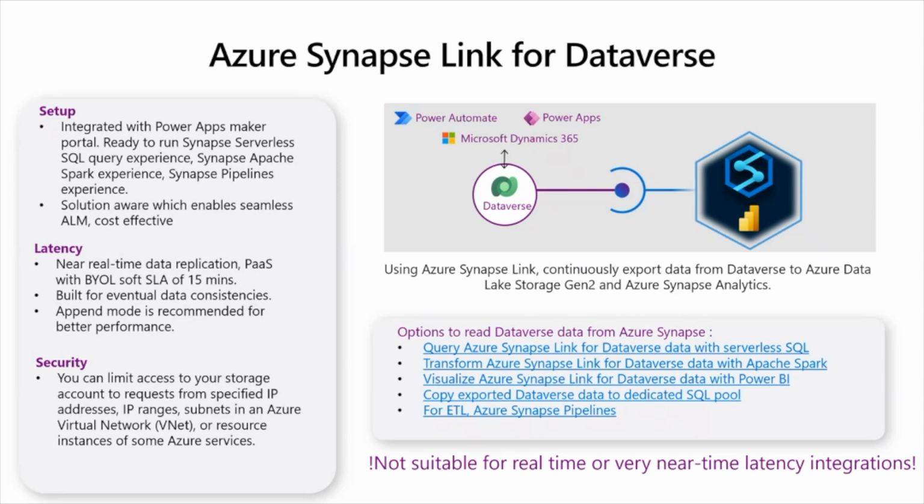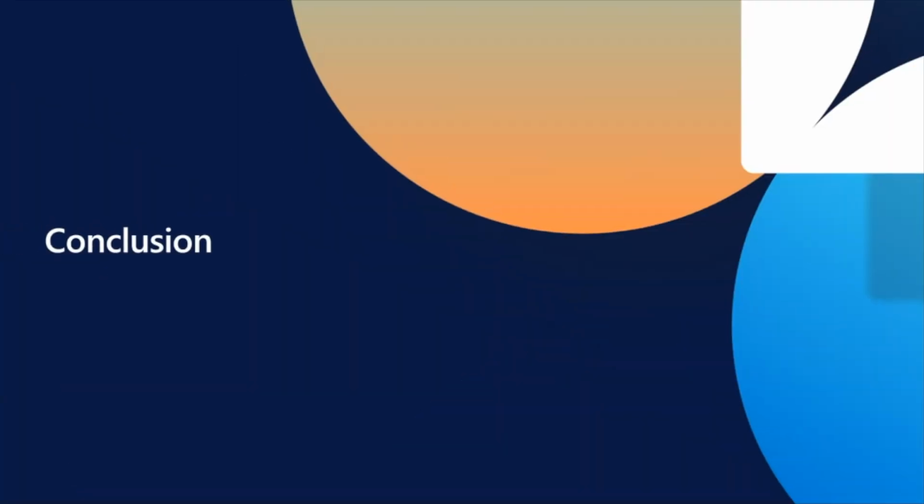You can query Azure Synapse Link for Dataverse data using serverless SQL. You can transform that data with Apache Spark. You can visualize it with Power BI and then use it for UI integration. You can copy it to a dedicated SQL pool, and if you want to run ETL jobs, you can use the Azure Synapse pipelines. And some final thoughts to conclude on the inbound and outbound Dataverse integration patterns.